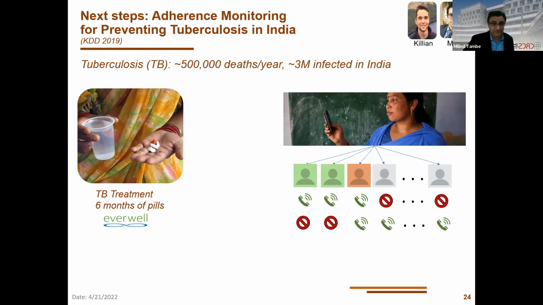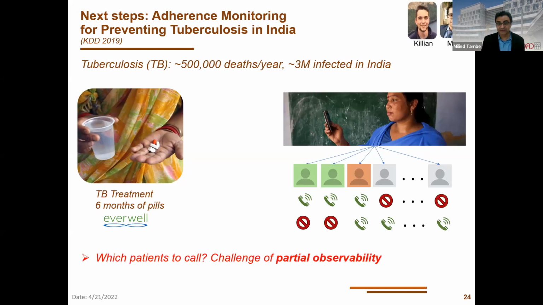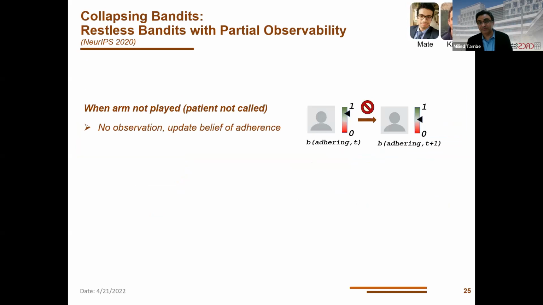The point here is that you may see similarity of this problem to the problem I've shown with ARMMAN, except that we have partial observability. We do not know if a particular patient has taken their medicine or not. To address this problem of restless bandits with partial observability, we came up with this model called collapsing bandits.